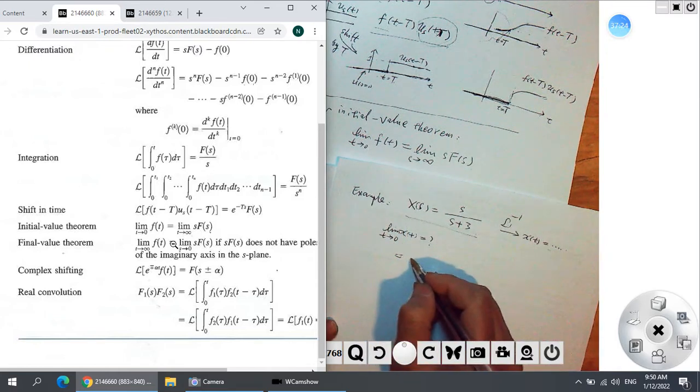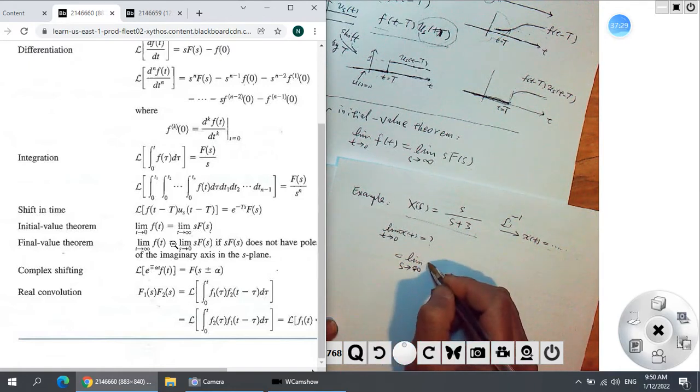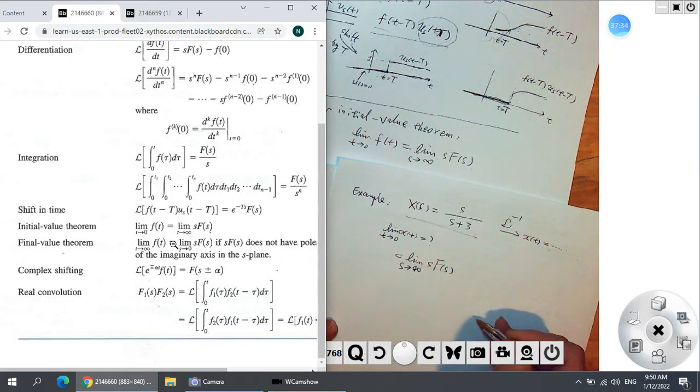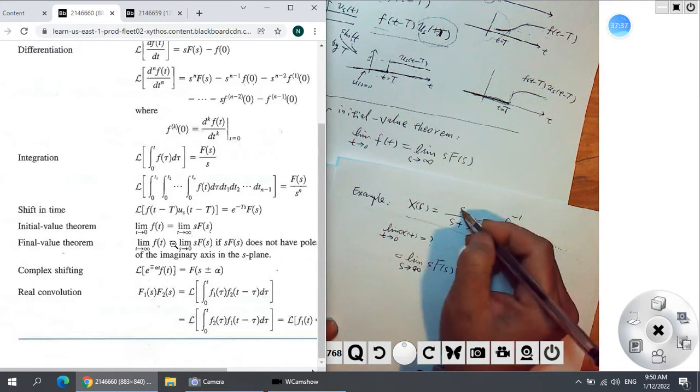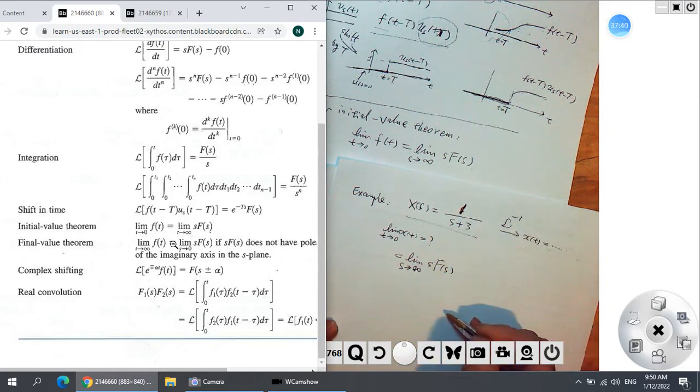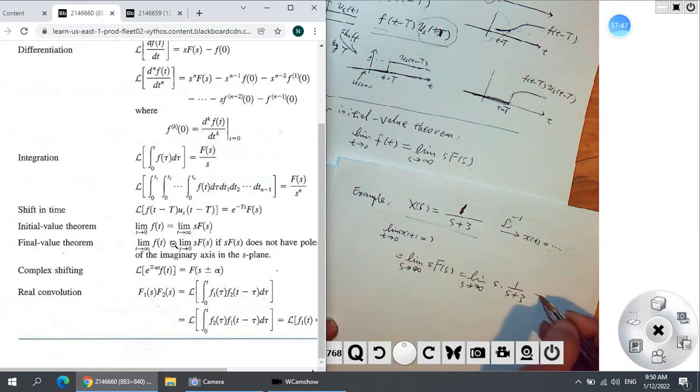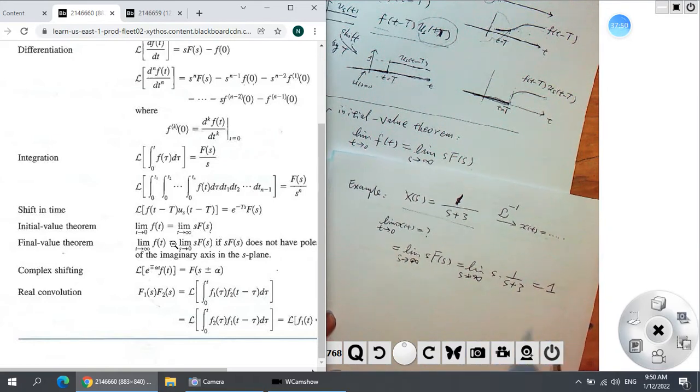It is the limit as s goes to infinity of s times X of s. Oh, my example is not good. I put a 1. 1 is better. Then this is the limit as s goes to infinity of s times 1 over s plus 3. What is this? This is 1, right? Because it's infinity over infinity. This 3 is nothing compared with infinity. So s over s plus 3, when s goes to infinity, is just 1.